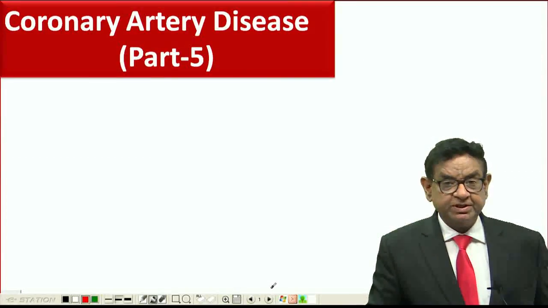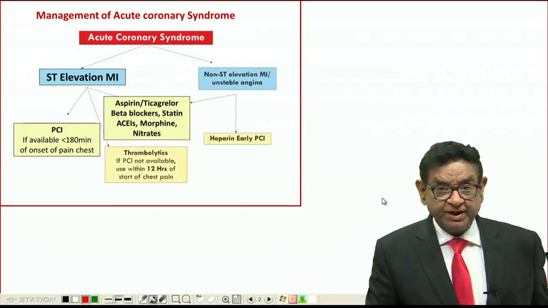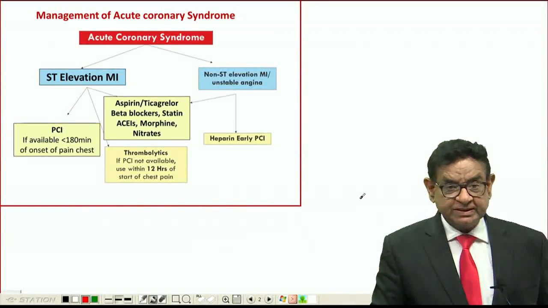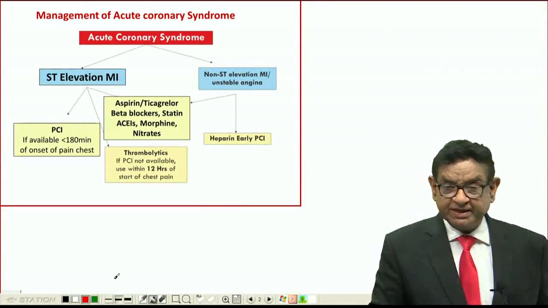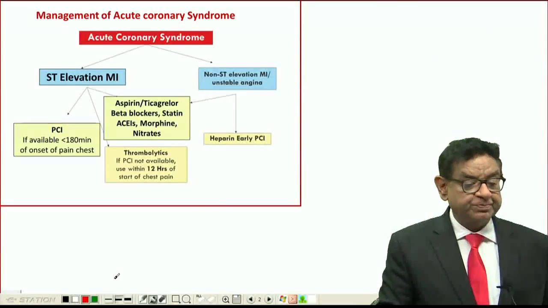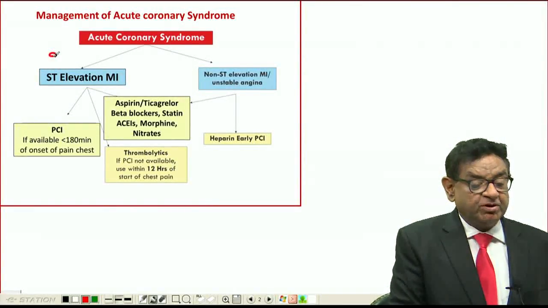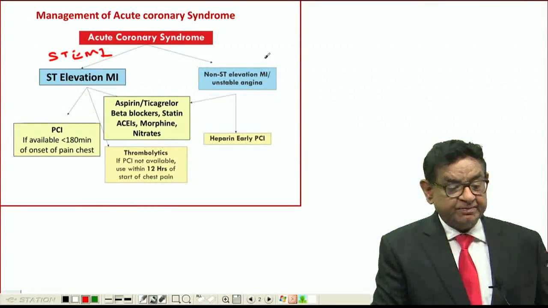We continue our discussion on coronary artery disease, and now we'll talk about management of acute coronary syndrome. So before I discuss in great detail, let me give you a summary of how we are going to manage a case of acute coronary syndrome. We have two issues in management: one is the management of ST elevated MI, and the other is non-ST elevated MI.